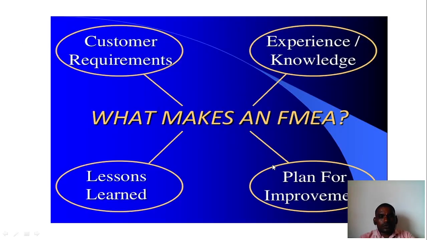So what makes an FMEA? It is based on customer requirements for each and every product, because we develop the product based on customer requirements only. It also draws on experience and knowledge, from which we can learn lessons about product quality. Then plan for improvement: if there is any error or problem, we have to plan for improvement. That's the main aim of FMEA.